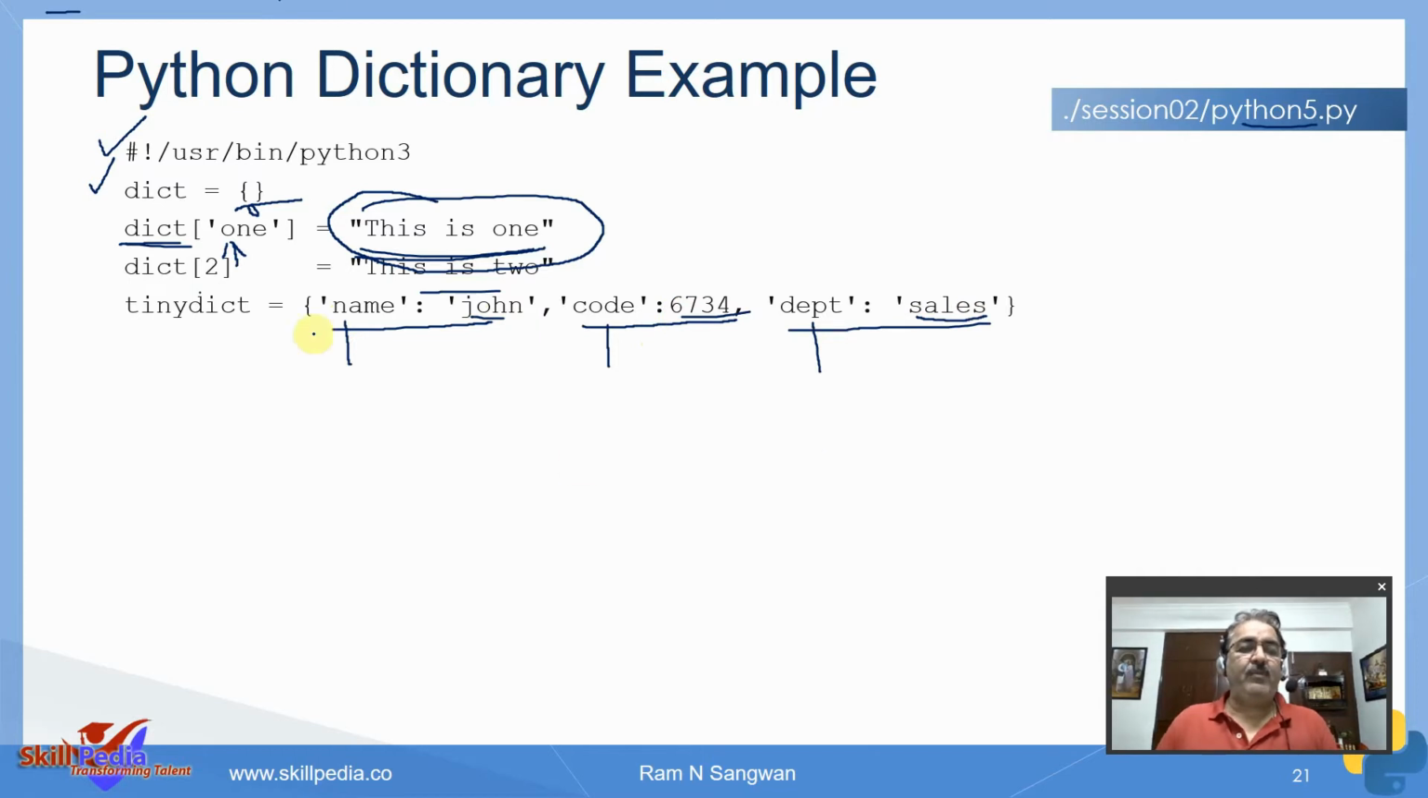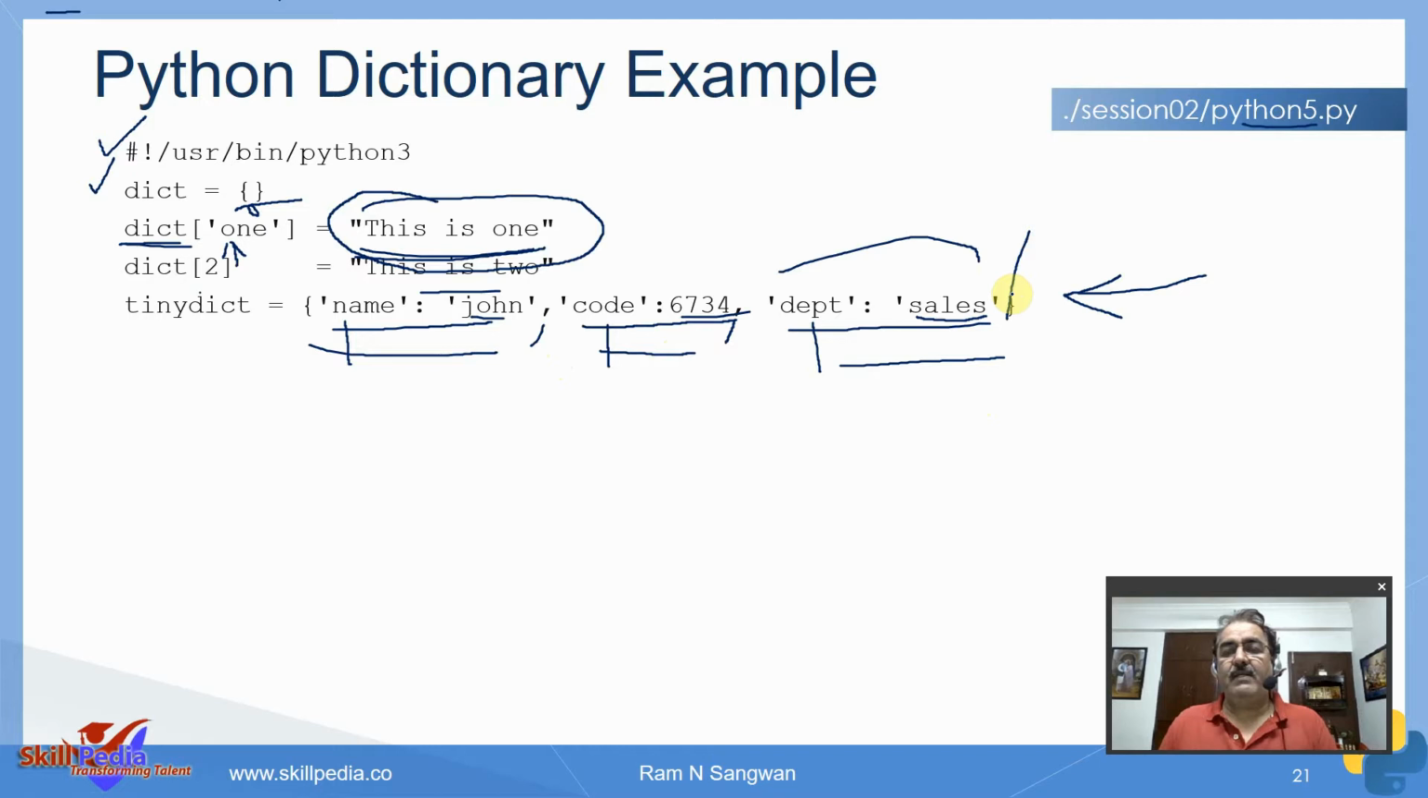Take note of that when you are putting them into curly braces and you want to assign all the values in one line. You have to separate them by commas. Key value pair separated by comma. Key value pair separated by comma. The 3 elements in the dictionary, and the entire dictionary is enclosed in curly braces.